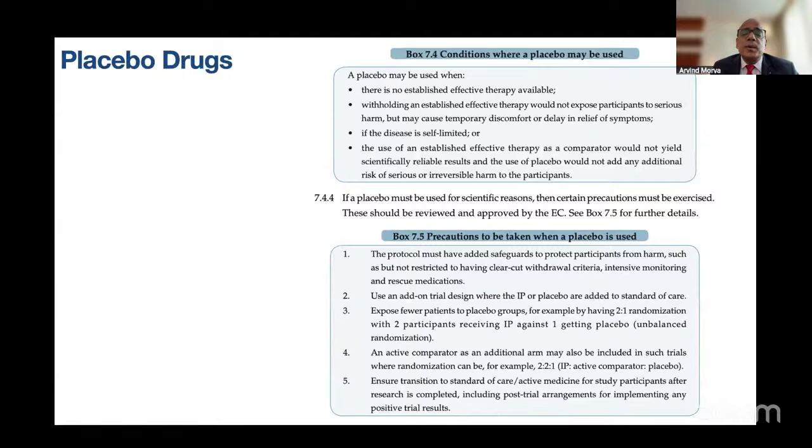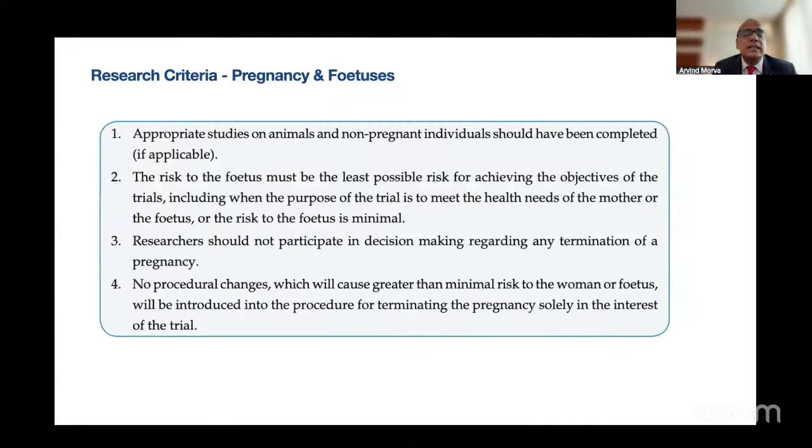And placebo drugs. They are part of the randomized controlled trial. A placebo can be used when there is no established effective therapy available, and if the disease is self-limited. Precautions to be taken when a placebo is administered: there should be added safeguards to protect the participant, use an add-on trial design, and expose fewer patients to the placebo group, with an active comparator as an additional arm. So it will be 2:2:1, where placebo will be 1. And ensure transition to standard of care or active medicine for study participants after research is completed, including post-trial arrangements for implementing any positive trial results.